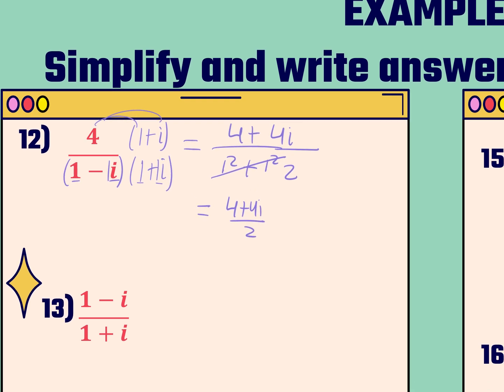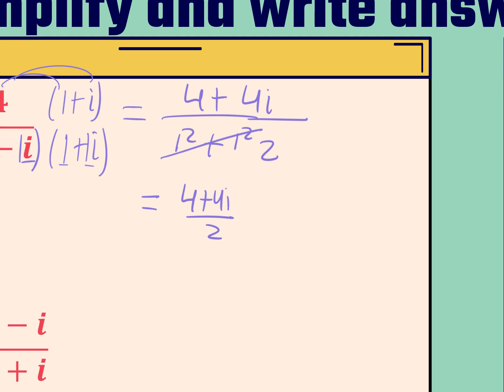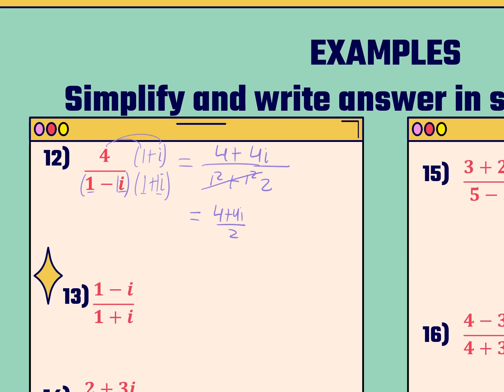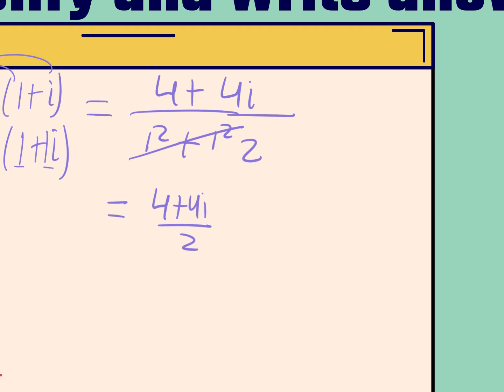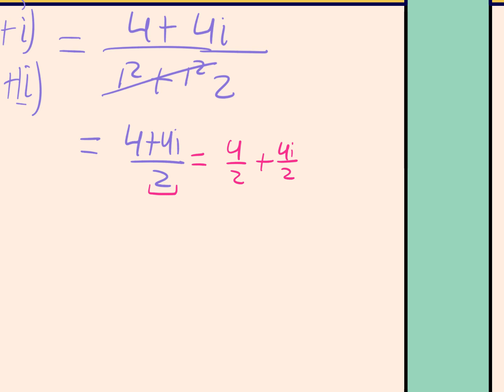Now we're not done, because we want this in a form where it's a plus bi. We want it in standard form. The directions say write it in standard form, so to write it in standard form, we can split it up into 2 fractions. Hopefully we all agree that if we have a sum or difference in the numerator and a number in the denominator, you can write it as 2 fractions. So it becomes 4 over 2 plus 4i over 2. And then 4 divided by 2 is just 2. 4i divided by 2 is 2i. So here's our answer in our a plus bi form, in standard form.